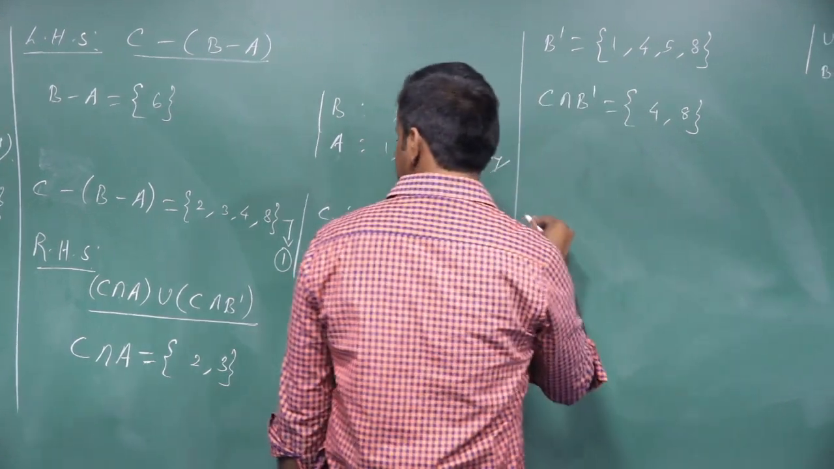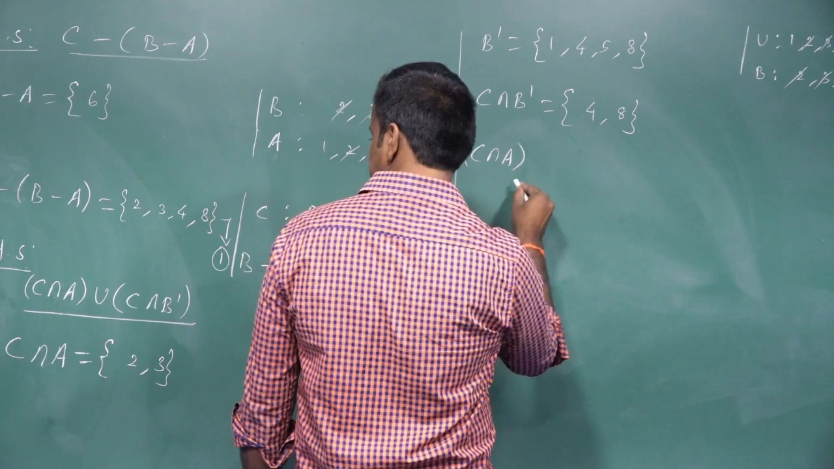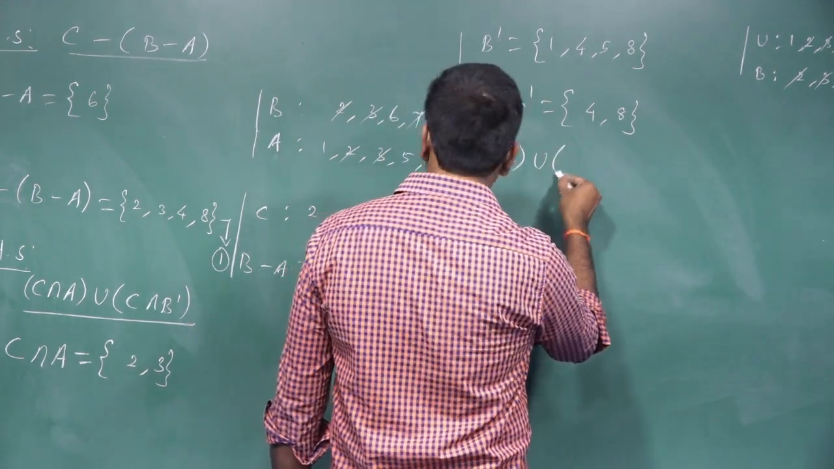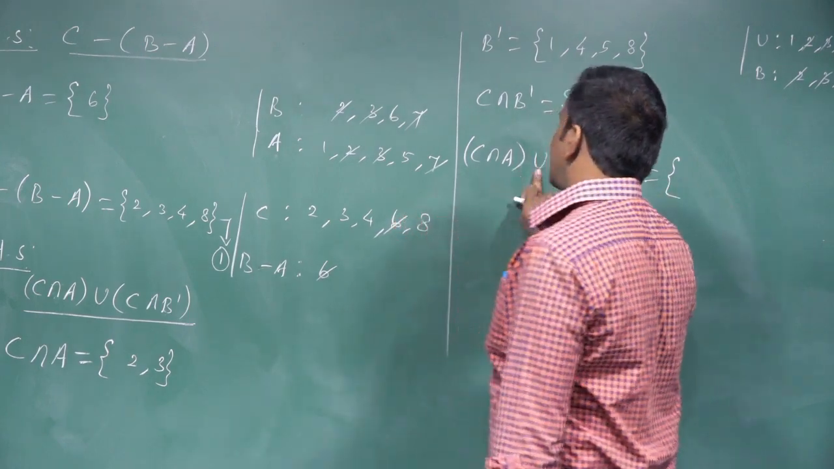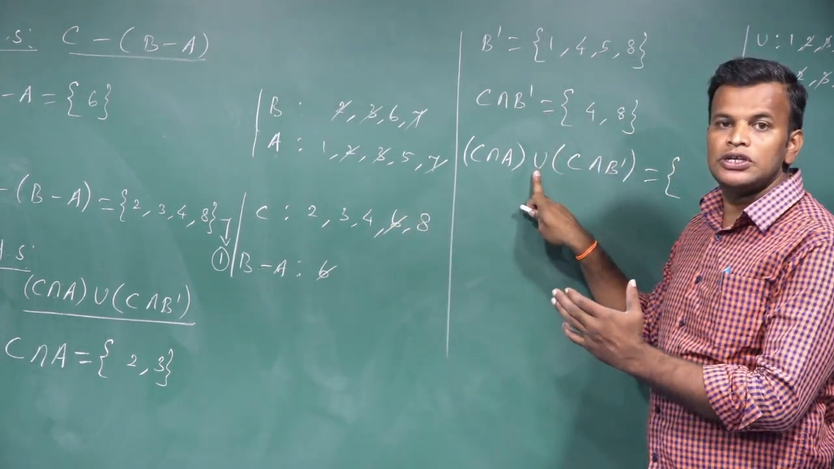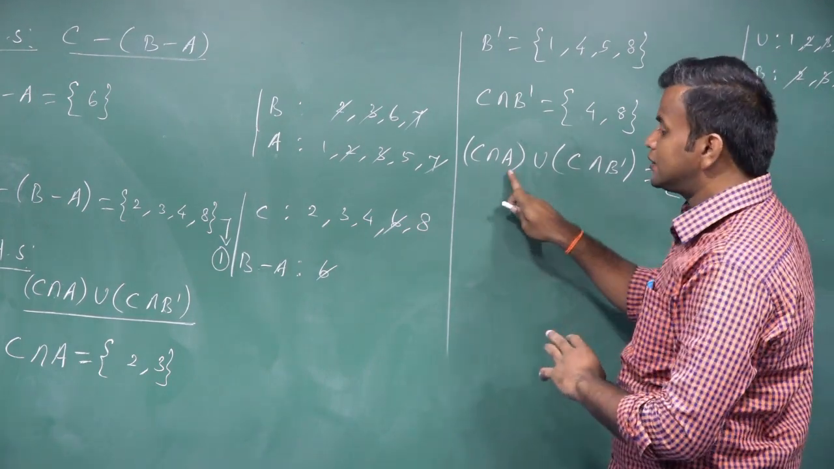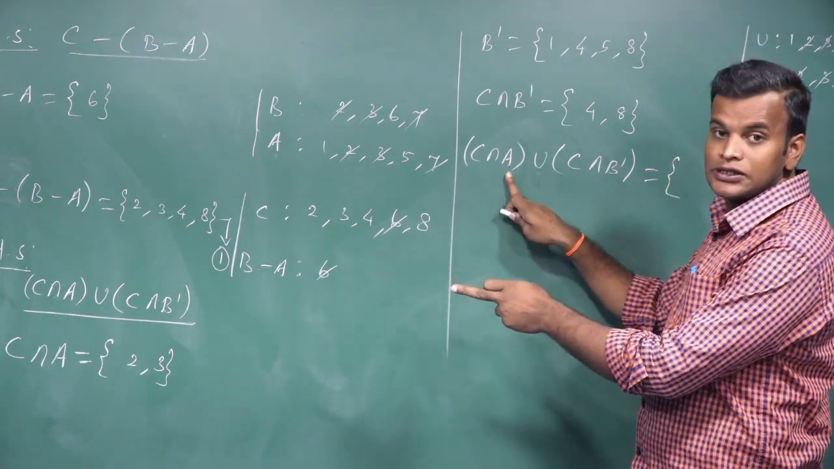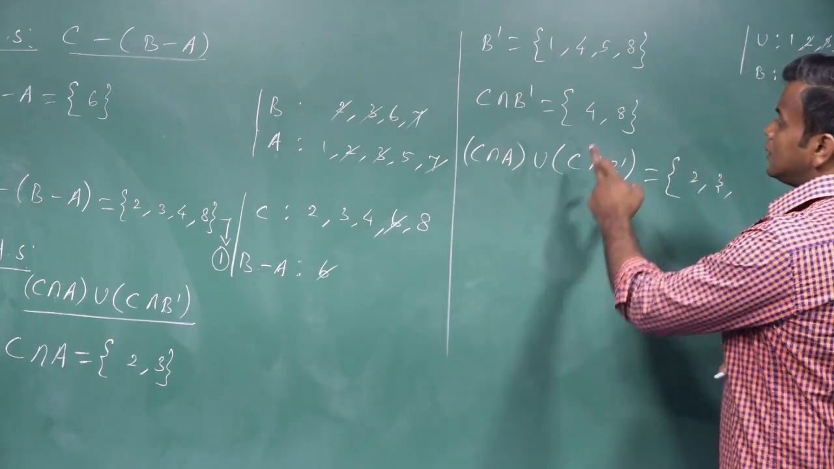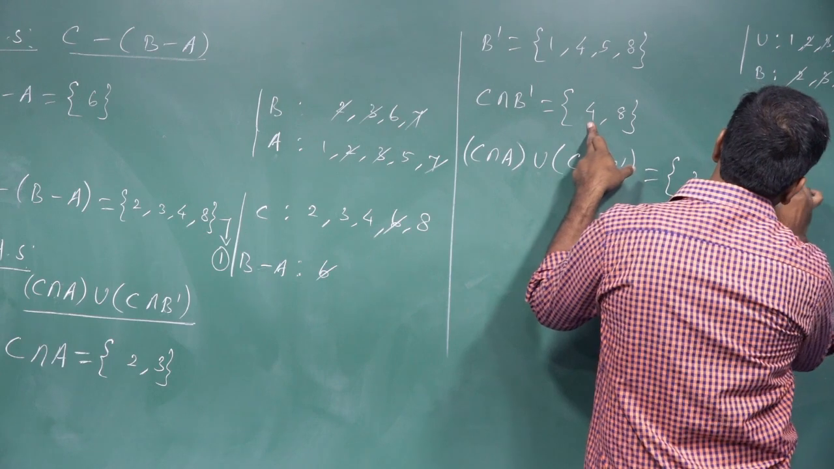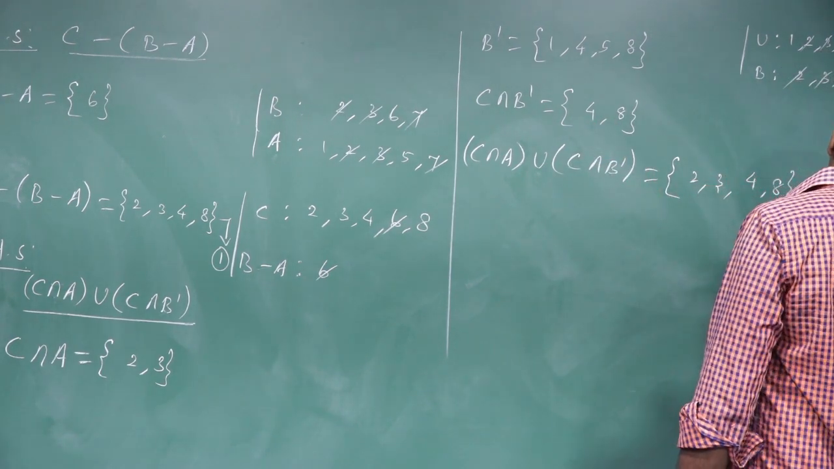So now we write C intersection A union C intersection B dash. Now using the condition, union means the element is in either one of the sets, so repeats are not possible. C intersection A contains 2 elements, 2, 3. And this element is 4, 8. Now I put it as the second equation.